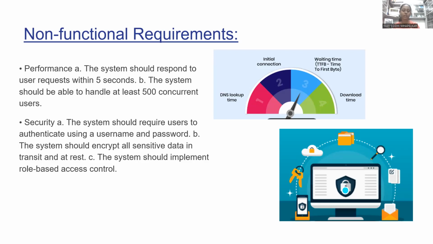Performance is a set of criteria of the performance of a process which describes how certain requirements should be met. The system should respond to user requests within 5 seconds. That means the website should give a quick response to the user. The system should be able to handle at least 500 concurrent users.